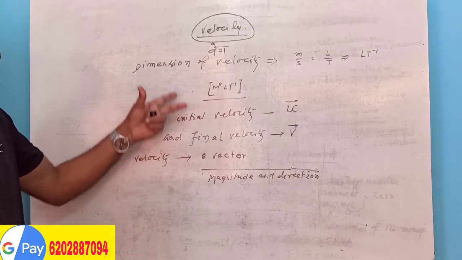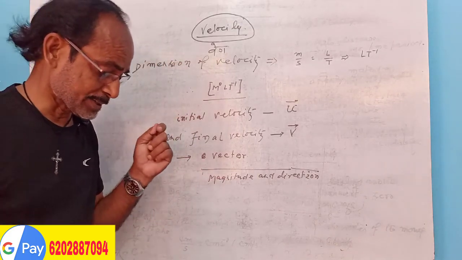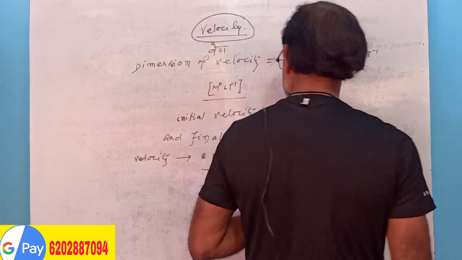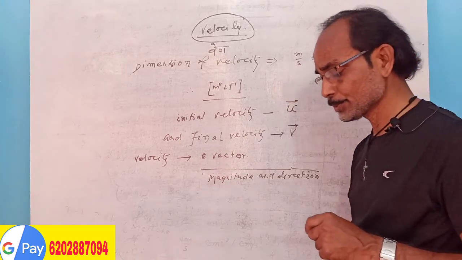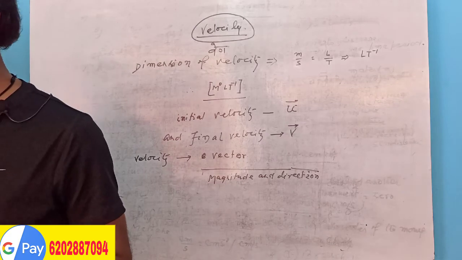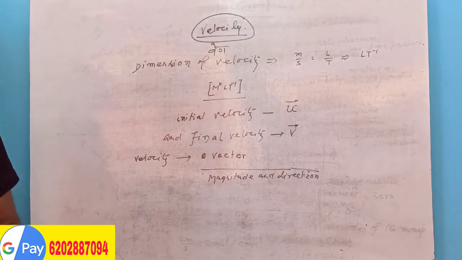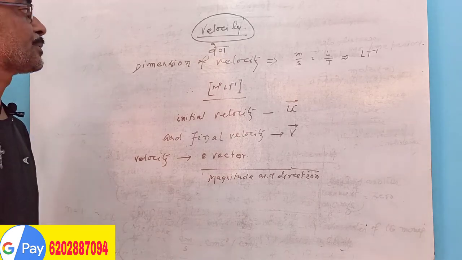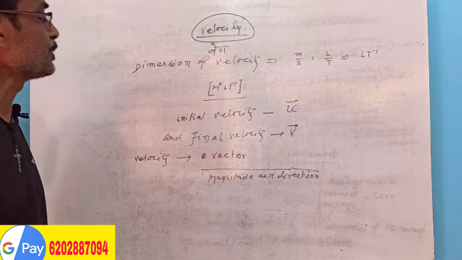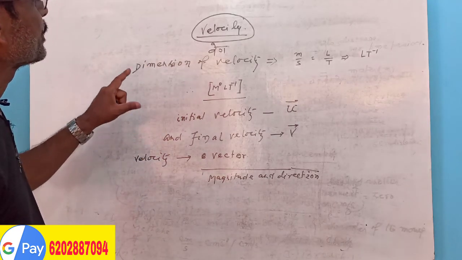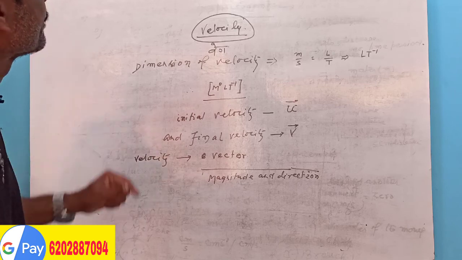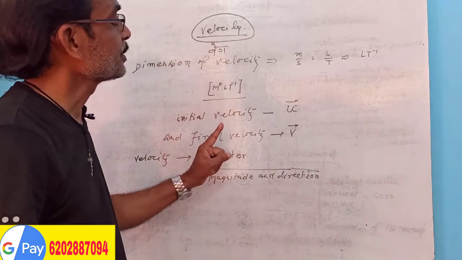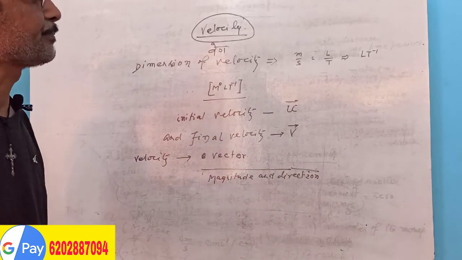After this definition, SI unit, CGS unit, and dimension, we are coming to discuss uniform velocity and non-uniform velocity. Velocity can be classified into two categories: uniform velocity, a constant velocity, and non-uniform velocity, a variable velocity.